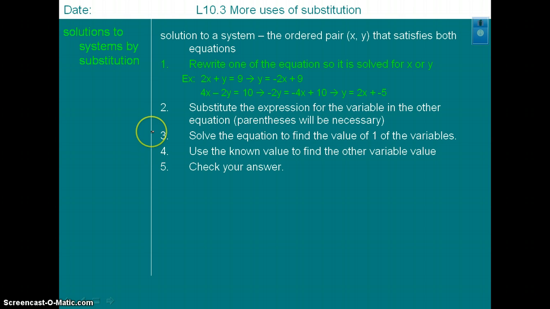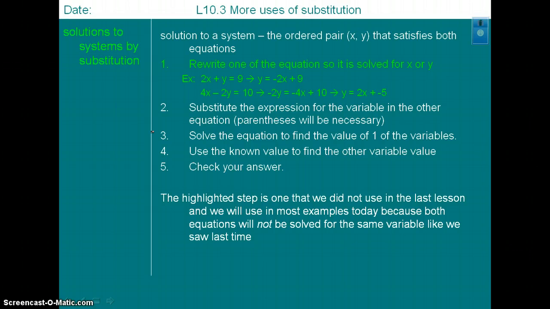Continuing on, as we take a look at solutions to systems by substitution. The solution to a system was the ordered pair x, y that satisfies both equations. These directions are identical to those that you saw in lesson 10.2, so you actually don't even have to write them down again. I'm just highlighting the first step because this is typically the part that we didn't have to do in the first one. We didn't have to rewrite one of the equations, so for today you may occasionally have to rewrite one of the equations so it is solved for x or y. Then of course substitute the expression, and then solve the equation to find the value of one of the variables, and use the unknown to find the other value.